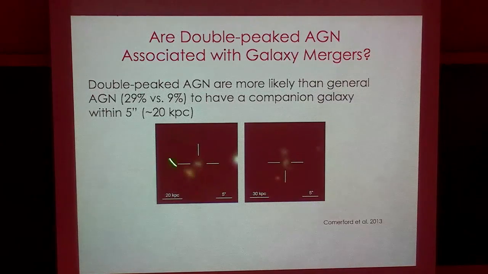Yes, and we are doing follow-up observations of these. These are AGN spectra, taken with Hectospec at MMT, and the fiber is 1.5 arcseconds. So this is all just the center of this galaxy. We're not getting anything from these companions out here.